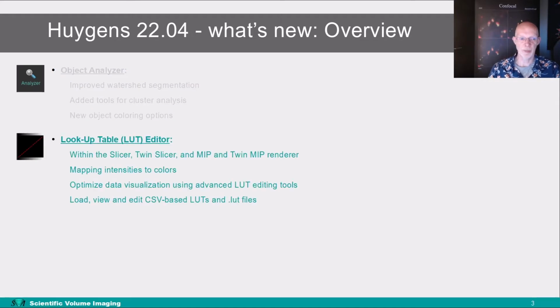Then Joost will proceed with the new lookup table editor, and this lookup table editor is present in the slicer, in the twin slicer, in the MIP renderer and in the twin MIP renderer. And with this editor you can map intensities to colors. You can optimize your data visualization using advanced LUT editing tools, and you can load, view and edit existing LUT files.